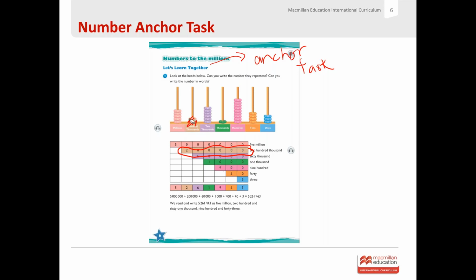Okay, can you fill in the missing pieces? That might be one way I extend them. Another way I might extend them is ask them a question like, if I've got 12 hundreds, what happens? Can you write an explanation? When I have 12 hundreds, what should happen in this image?